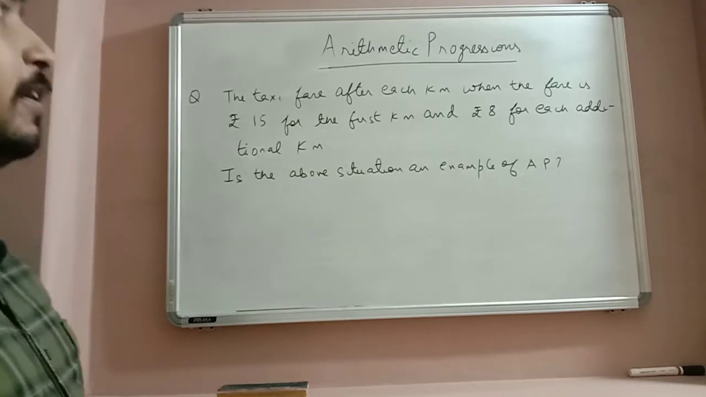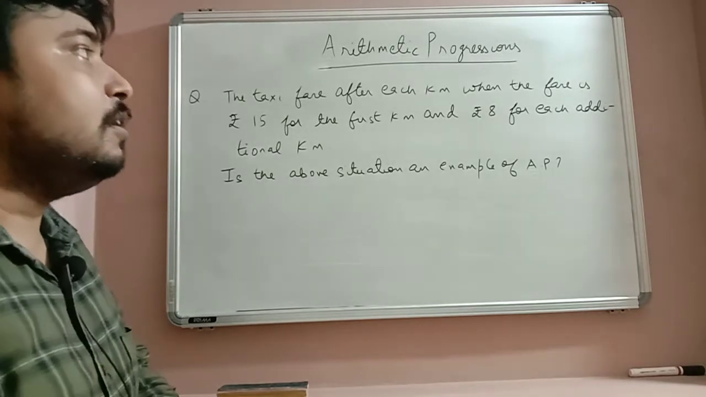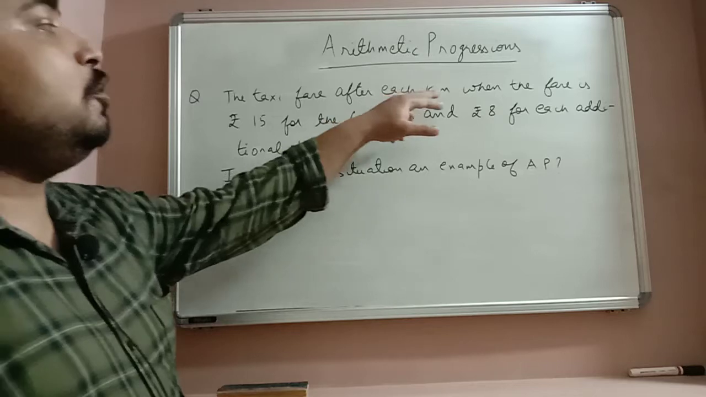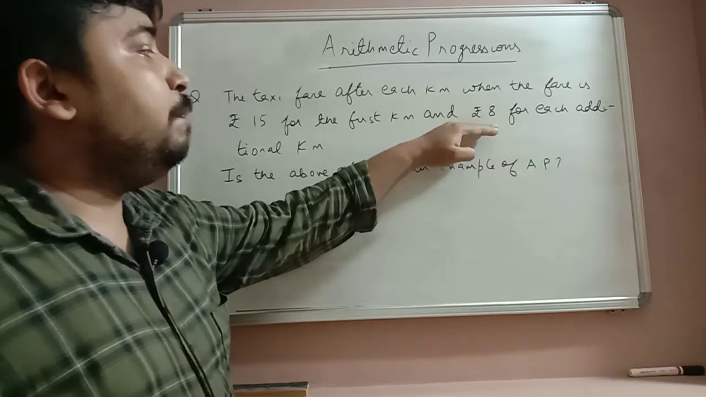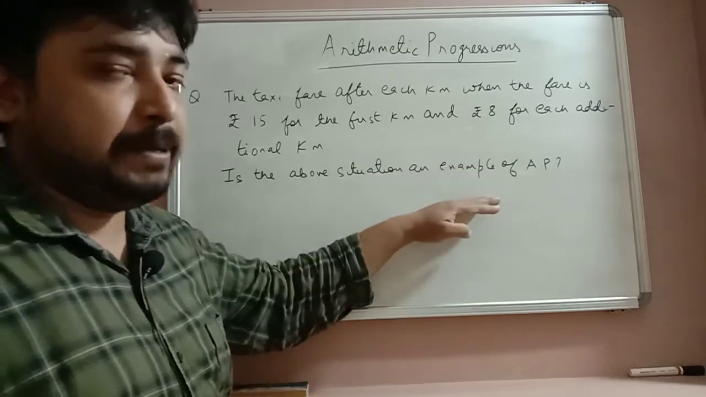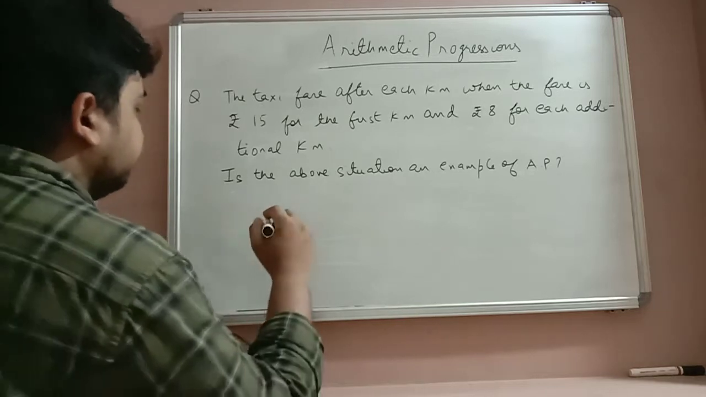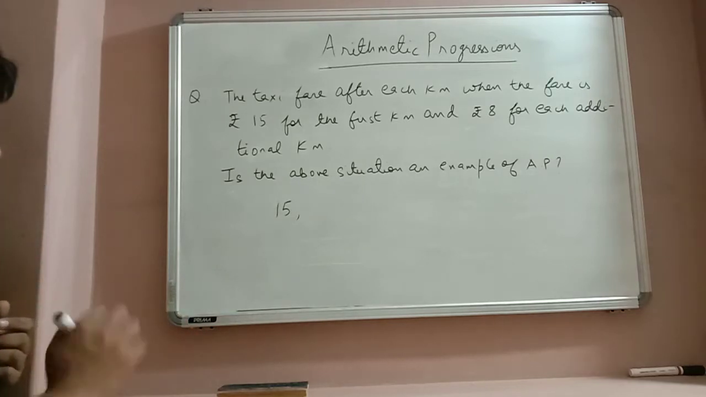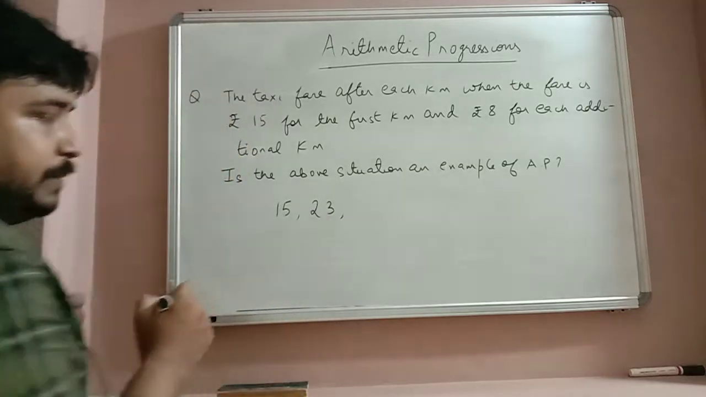Alright, now let's take up a word problem on this, and I have taken this question from the first exercise of this chapter of NCERT. The question says the taxi fare after each kilometer, when the fare is rupees 15 for the first kilometer and rupees 8 for each additional kilometer. Is the above situation an example of AP? Now let's find out whether it is an AP or not. Now for the first kilometer my fare will be 15 rupees. For the next kilometer it will be 15 plus 8, that will turn out to be 23 rupees.